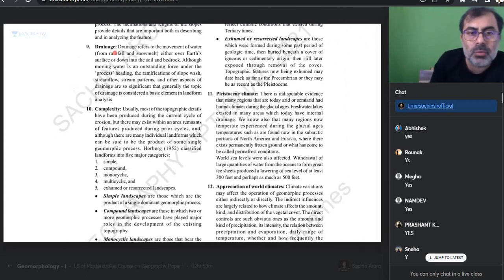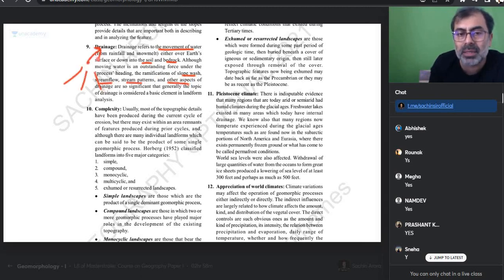Drainage. Drainage refers to the movement of water either over the earth's surface, in the soil, or the bedrock. Although moving water is an outstanding force under the process, the ramification of slope wash, stream flow, stream pattern, ये सारी चीजें क्या है? पानी के flow पे depend करती है. That is called drainage. Okay.